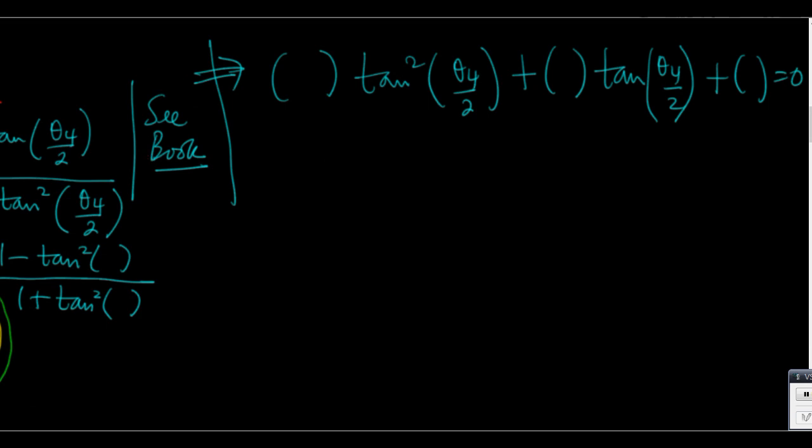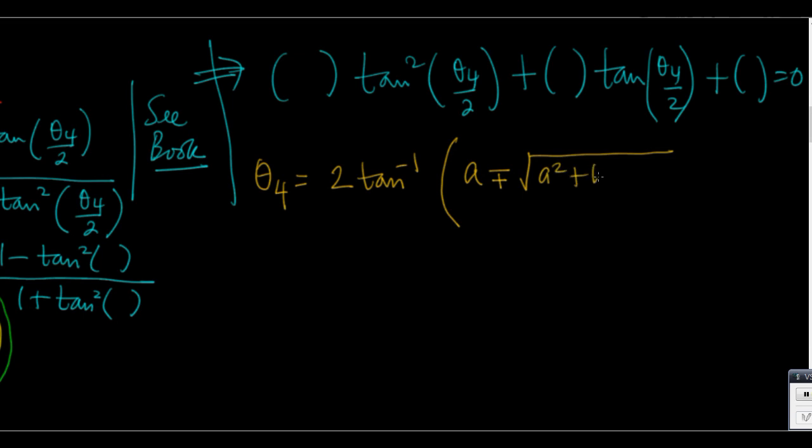This gives us theta 4 has now two roots. Theta 4 is equal to 2 tan inverse of a minus plus square root of a square plus b square minus c square, the whole thing by b plus c. These are the two roots.